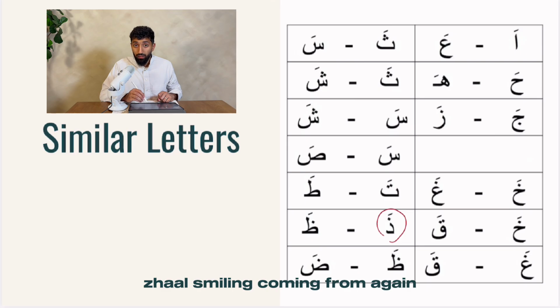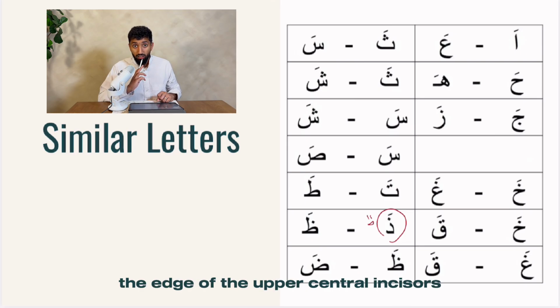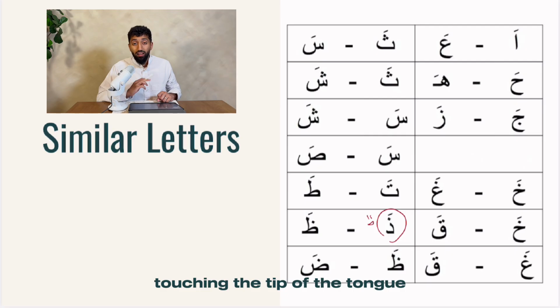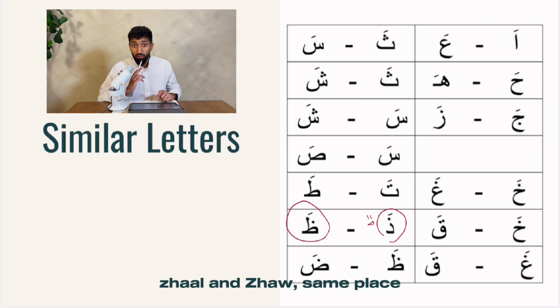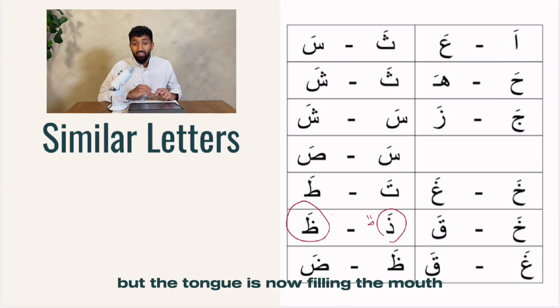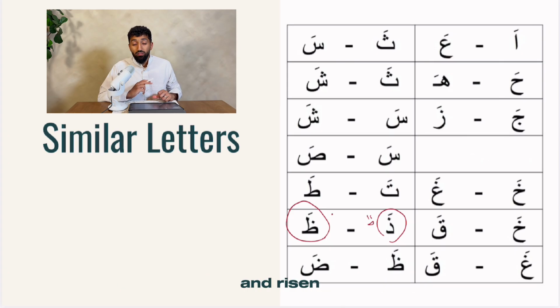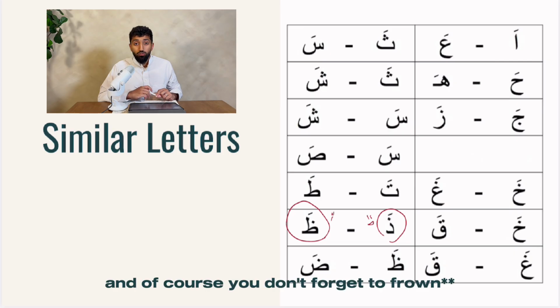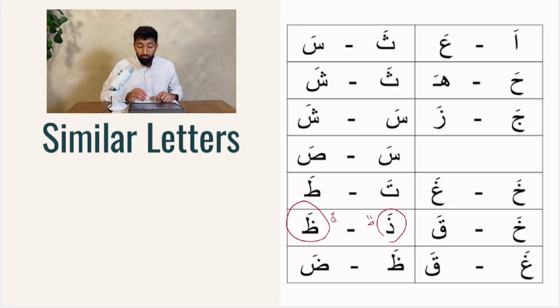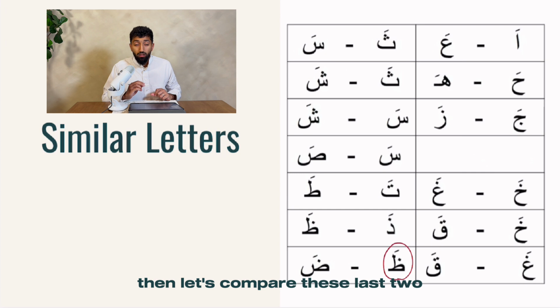Dhal, smiling, coming from, again, the edge of the upper central incisors touching the tip of the tongue. Dhal. And dha, same place, tongue is still there, but the tongue is now filling the mouth and risen. Dha. And of course, you don't forget to smile. Dha.